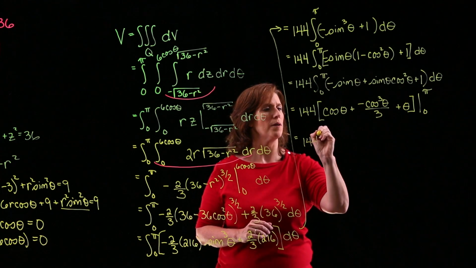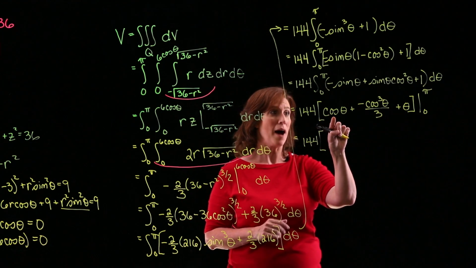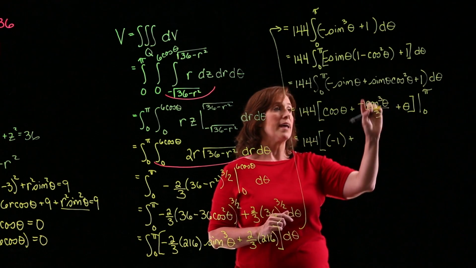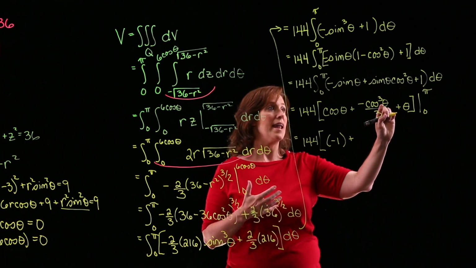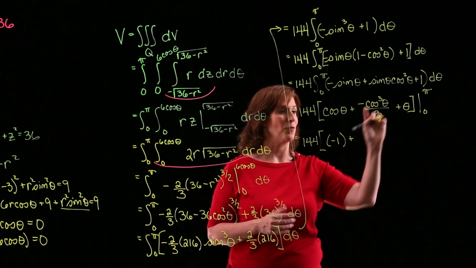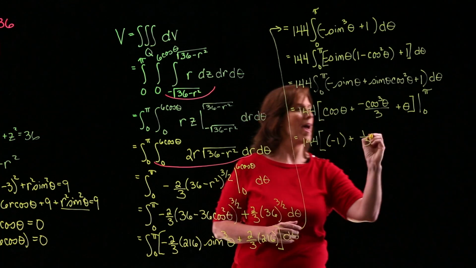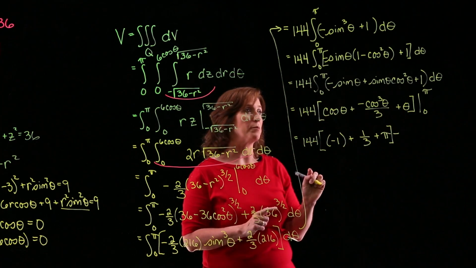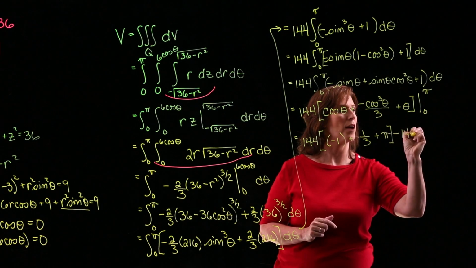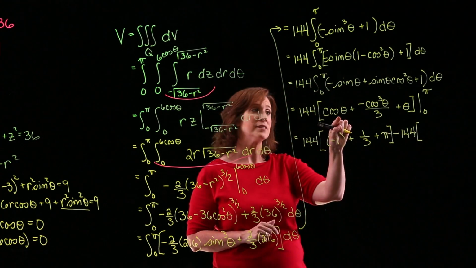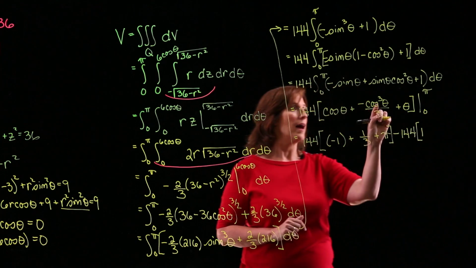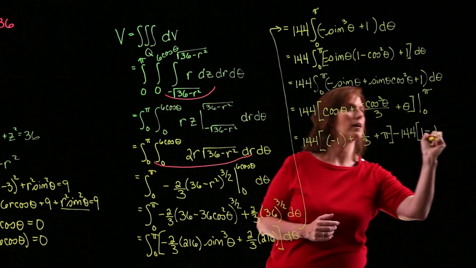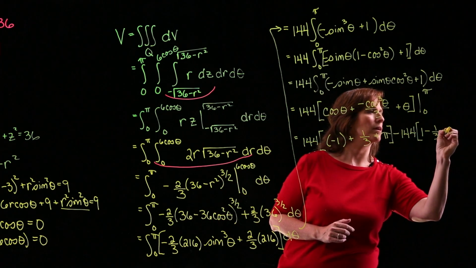So I've got 144. I'm going to have the cosine of pi. The cosine of pi is -1. Here again, I've got the cosine of pi, which is -1, and -1 cubed is -1, but I've got minus a -1, so that's going to all be a plus 1/3 and plus pi. Now I have to subtract what happens when I plug a 0 in. So I'm going to subtract 144 times the cosine of 0 is 1. Again, the cosine of 0 is 1. 1 cubed is 1. So I'll have a minus 1/3 here. And I'm adding in 0.